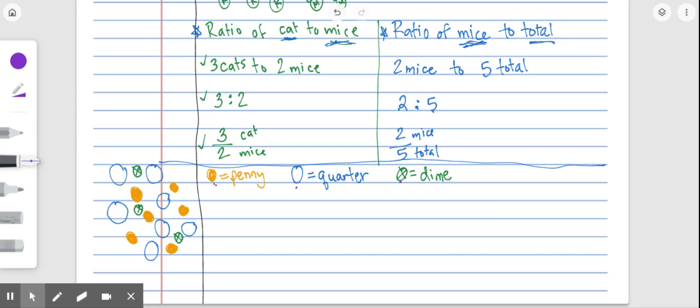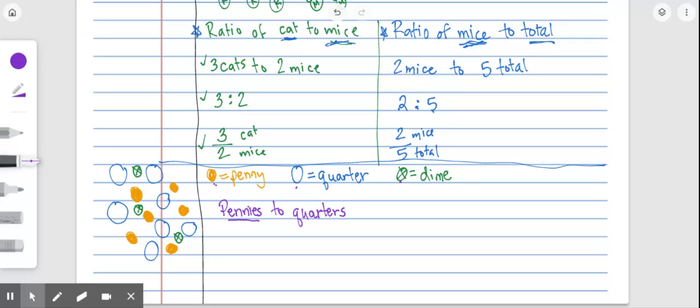All right, so I'm going to write some comparisons. I'm going to write the ratio of pennies to quarters first, okay? So then in order to write the ratio of pennies to quarters, I know that pennies is the first word. So the first number that should happen in my ratio is the number of pennies, okay?